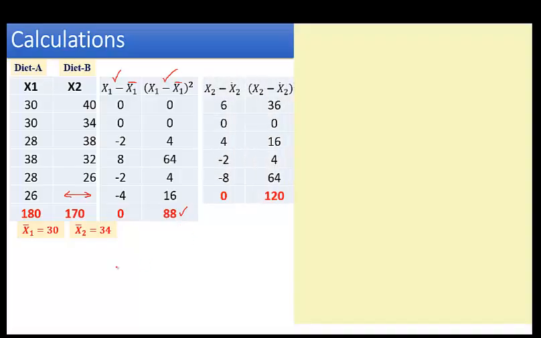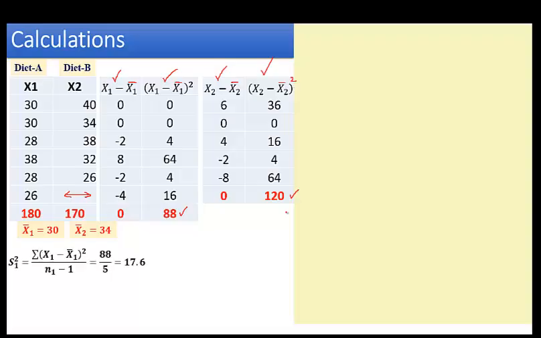Similarly, with the help of the mean in the second group, we can calculate the deviations of the second variable as well as the square deviations in that group. After taking the sum of the squared deviations of the second group, we got 120. So we will use these two numbers, 88 and 120. Just stick with them. We will use them in calculating the variances of the two groups.